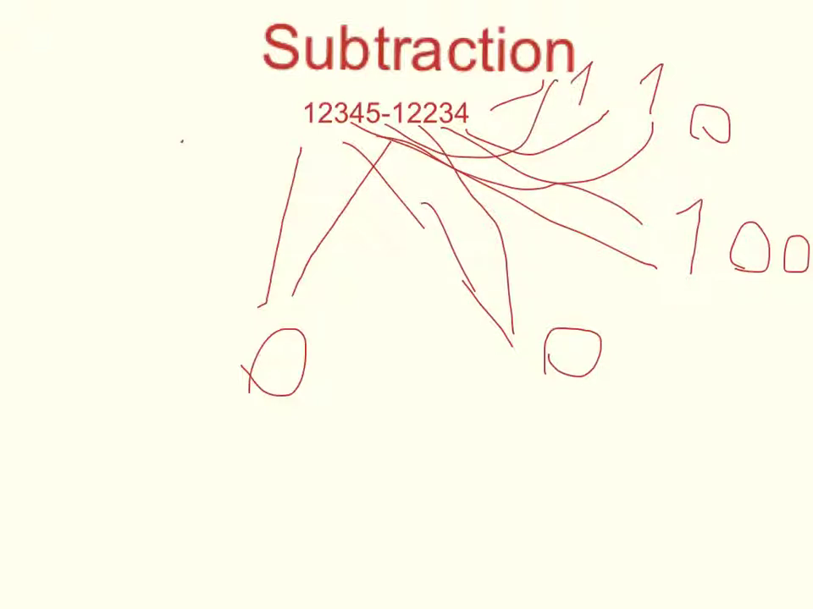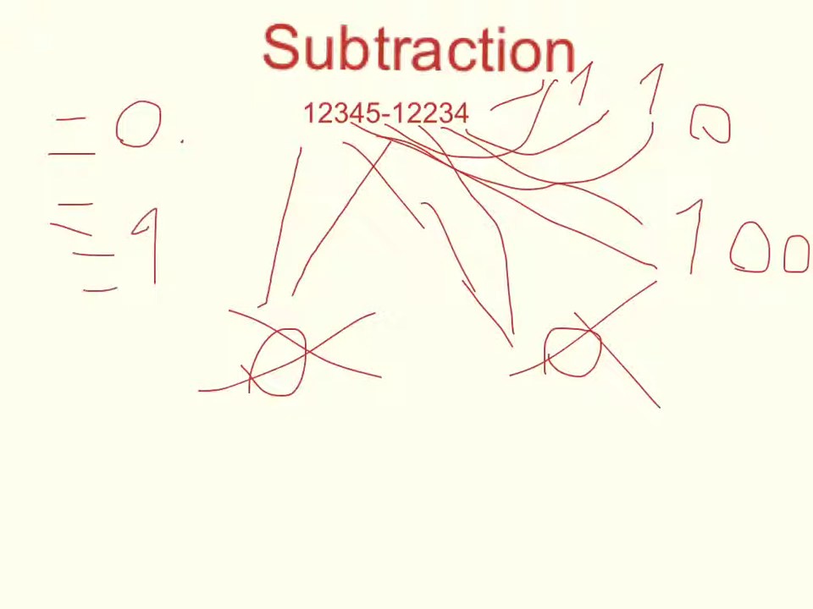Then we add them all together. We get rid of the zeros. That equals nothing. Then we put the 100 in. That's 100. Then we do the 100 with the 10, which equals 110. Now let's get on to the next one.